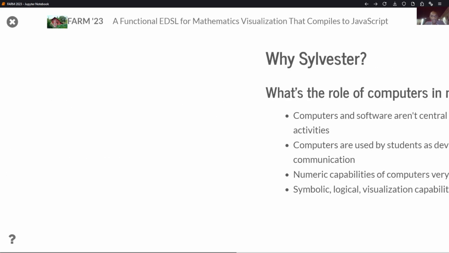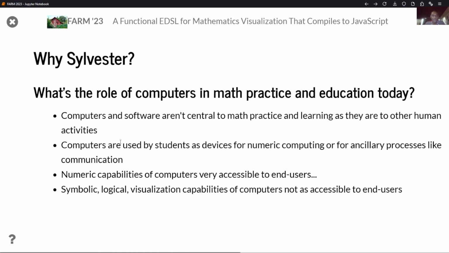But I mean, if you think about the core practice of math, what we do, computers and software aren't very central. I mean, you can basically do math completely without using computers and software. That's how a lot of us actually did math growing up, without having to use computers. Today students use computers as devices for numeric computing, or for things like communication and reference lookup.